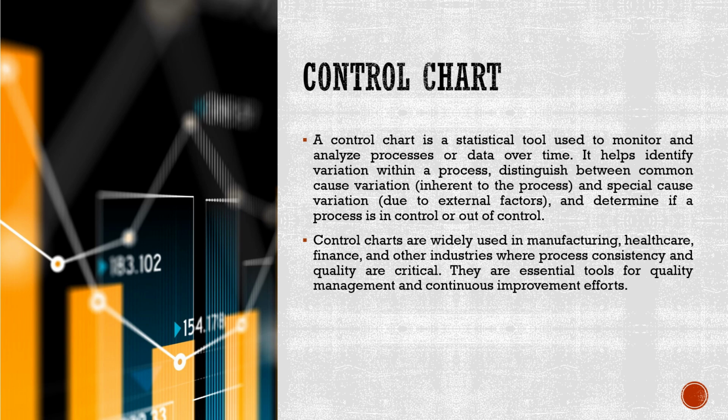Let's discuss the control chart for 3 machines. A control chart is a statistical tool used to monitor or analyze processes or data over time. It helps identify variations within a process, distinguish between common cause variation, inherent to the process, and special cause variation due to external factors, and determine if a process is in control or out of control.